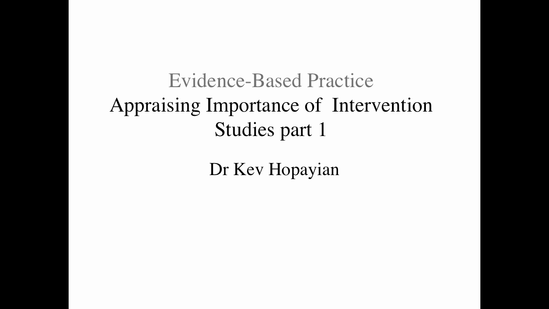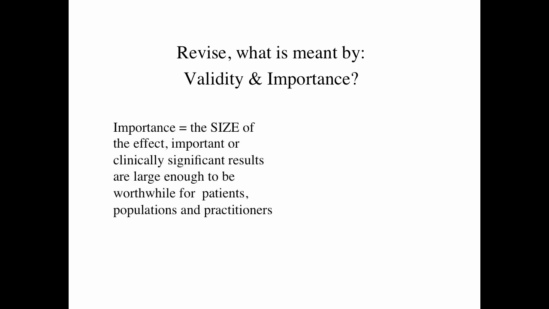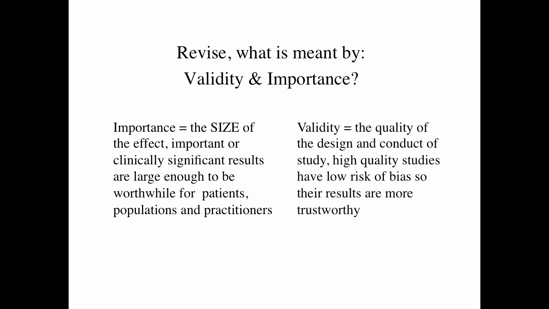We've already looked at how to appraise a paper for validity. Today we're going to look at how to appraise the paper for its importance. Let's just remind ourselves what we mean by that. Importance refers to the size of the effect or how clinically significant the results are. The size of the effect being the difference between groups in outcomes. Validity was to do with the design and conduct of the study and its quality.